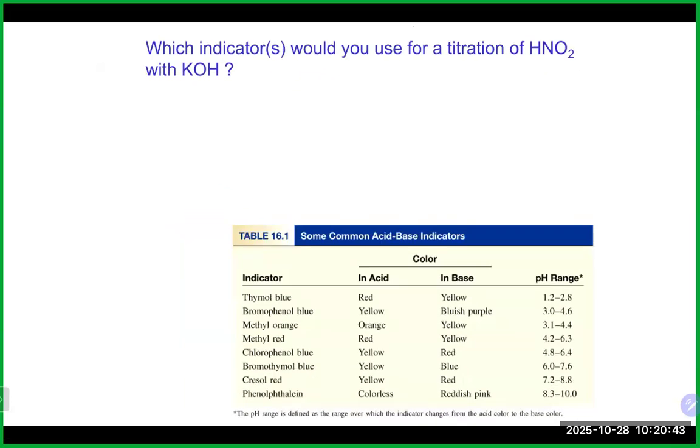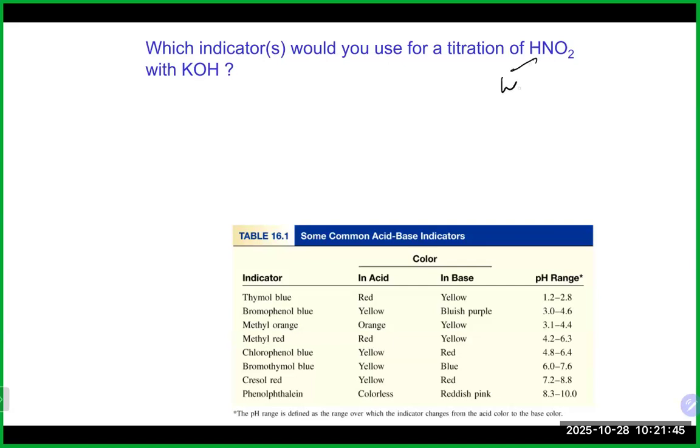Which ones on here would be good for this titration of HNO2 and potassium hydroxide? Take a moment, choose which ones might be a good choice here. Okay, so let's take a look. Obviously, it's the one we actually just did in that example.